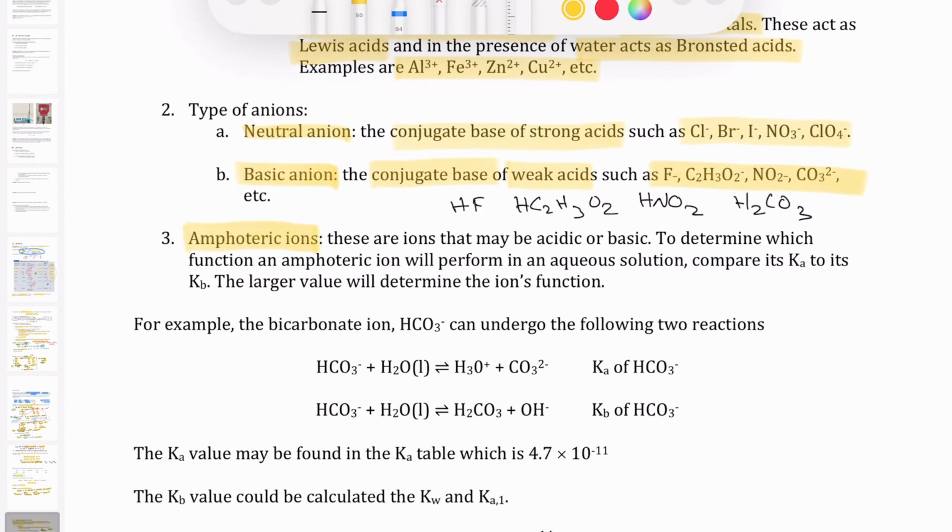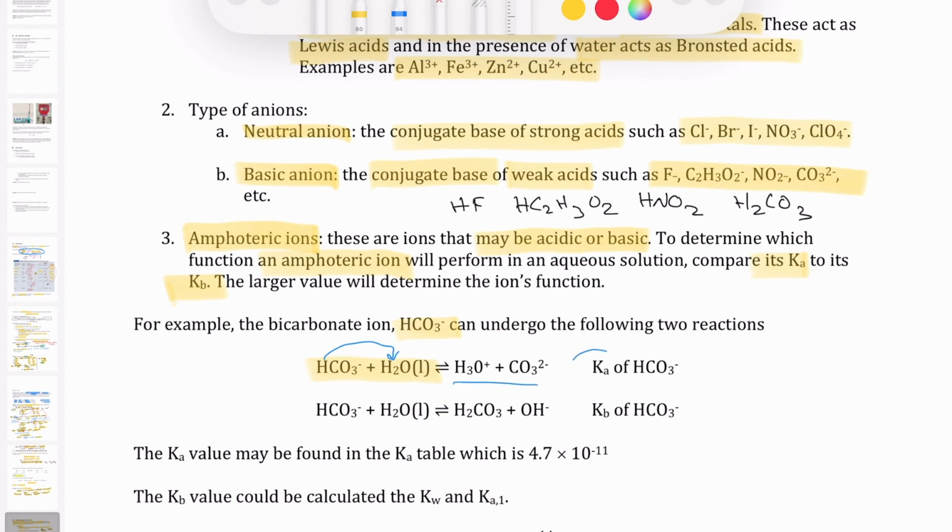The third category of ions, which I didn't put as cations or anions, is amphoteric ions. They can act as an acid or a base. We discussed this before in an earlier video. If we want to know what the amphoteric ion will do, we need to compare its Ka value to its Kb value. Whichever value is larger is what the ion will do. For example, let's look at the bicarbonate ion, which is HCO3 minus. You can potentially write two different reactions with bicarbonate. One is bicarbonate acting as an acid, which means it's donating protons. If it gives away a proton to water, it's going to form H3O plus and carbonate.